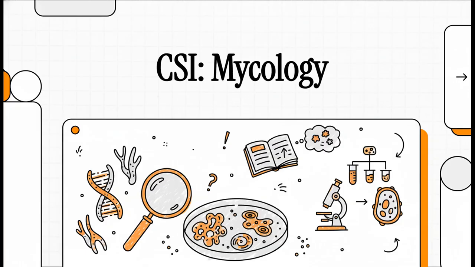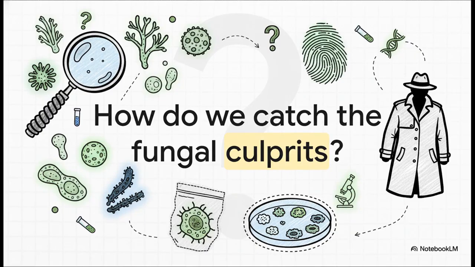Today we're stepping into the world of a very different kind of detective, one that works with a microscope. So let's dive right in. Think about it like this. A crime has been committed, but the crime scene is microscopic. To solve the case and treat the patient, we have to become forensic detectives. We're entering the world of CSI Mycology. Our job? To identify the fungal culprit behind an infection. And let me tell you, it's a fascinating process of gathering clues.